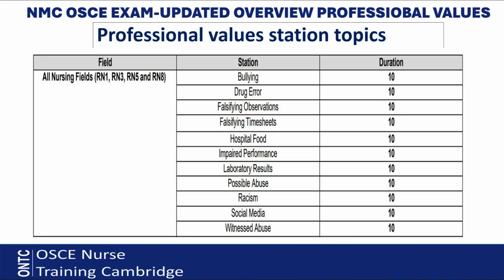Moving on to the next one, which is falsifying observations. Again, a very popular topic. Say the scenario is something along the lines that you asked one of your colleagues to do your patient's vitals because you were probably doing something else at that time. Now the registered nurse you asked to do the vitals hasn't done them, but she documented a set of vitals in the patient notes without doing them. So in doing that, she has falsified patient vitals, and you come to know about it. What is your responsibility as a professional nurse in that case?